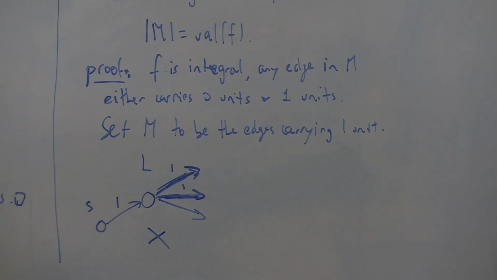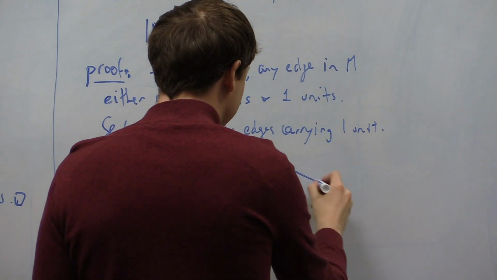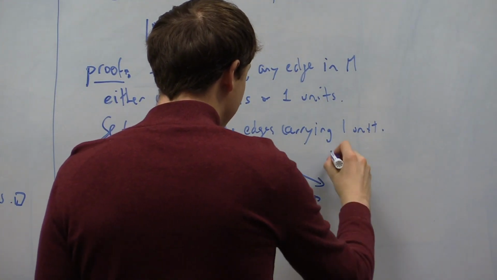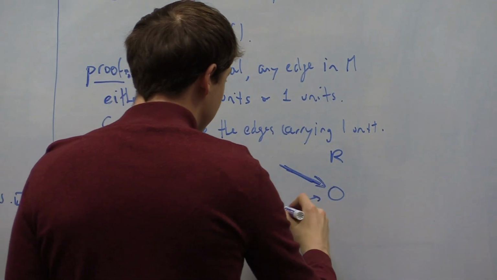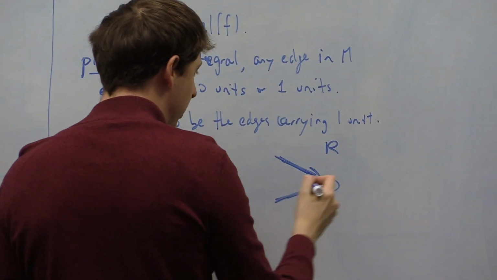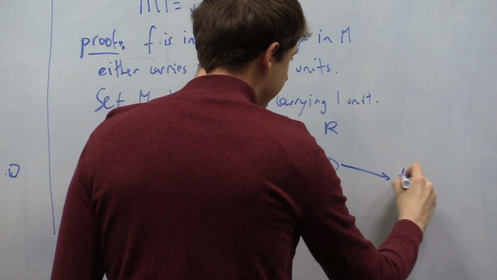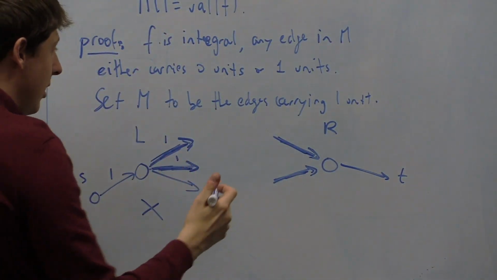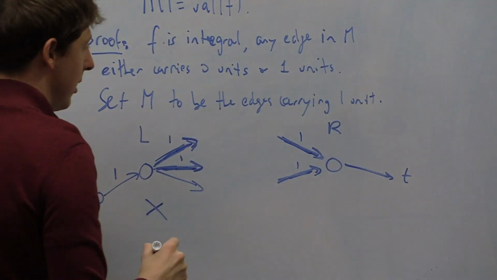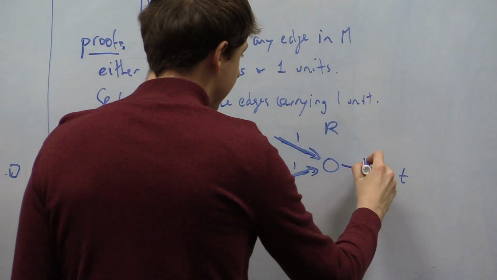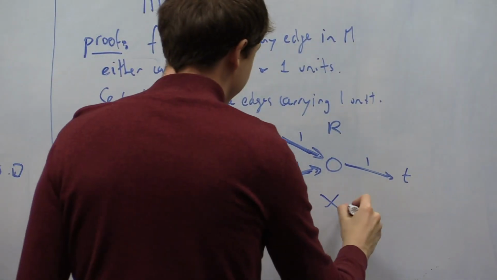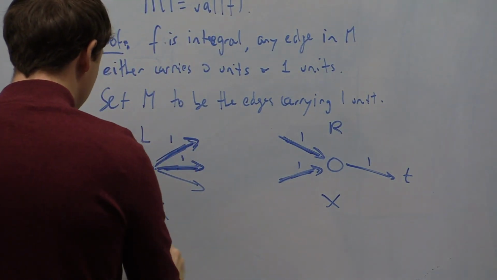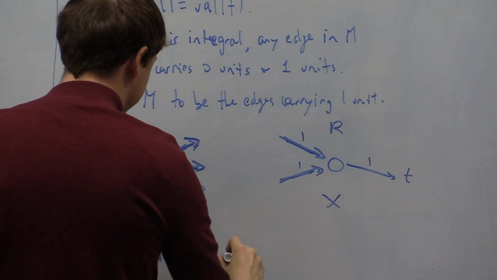So it cannot be. And by symmetry, on the other end, if by way of contradiction, somewhere on the right, in the matching M, we selected two edges that point to the same vertex, we selected them because they were carrying one unit of flow. But out of that vertex, only one unit of flow is allowed. So again, this cannot be because of conservation of flow. And because of this, we know that M is a matching.